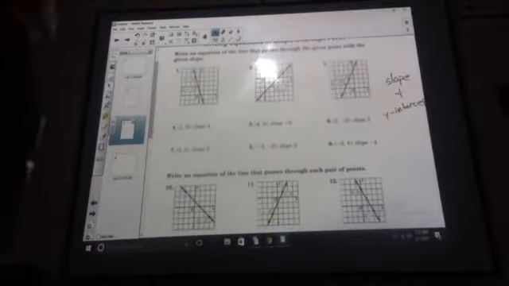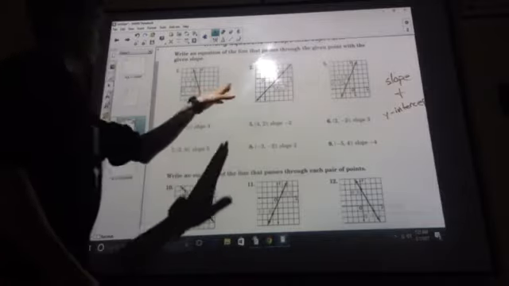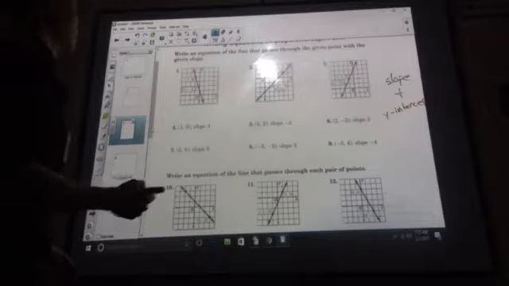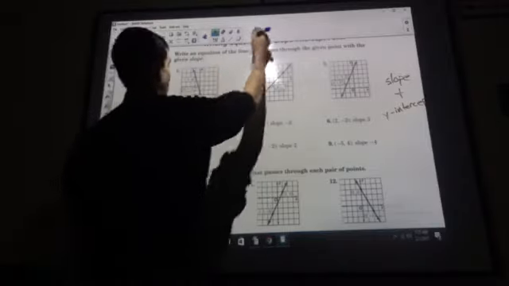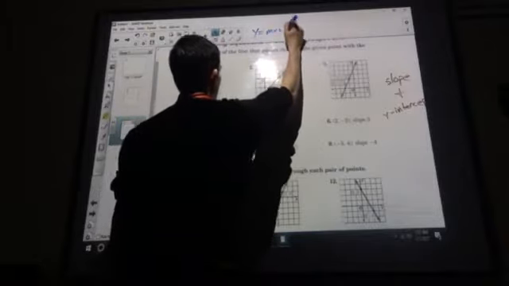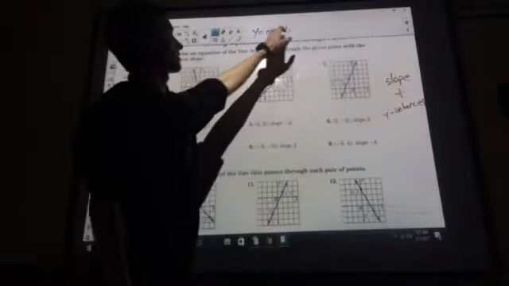Okay, write an equation of the line that passes through the given point with the given slope. Now this is where it gets a little bit more complicated. So remember, we're writing an equation. We want that equation in slope-intercept form, always. This whole test is going to be about slope-intercept. So we have a slope, we have an intercept.